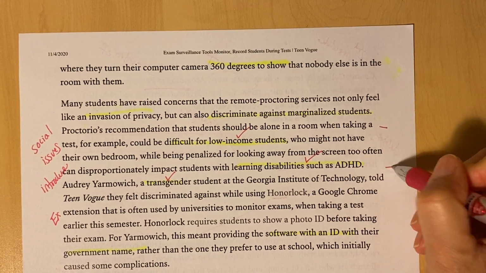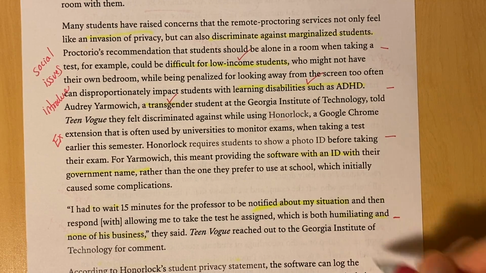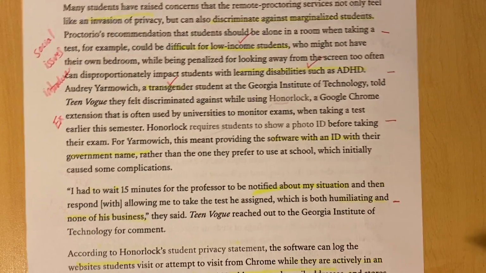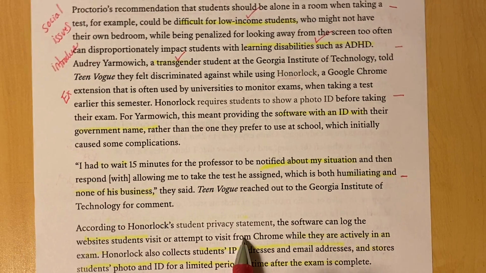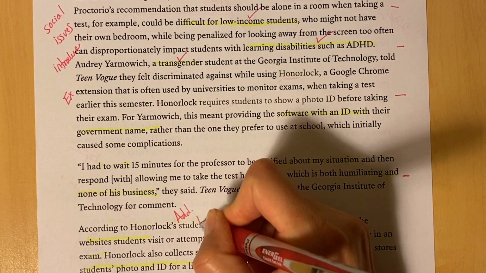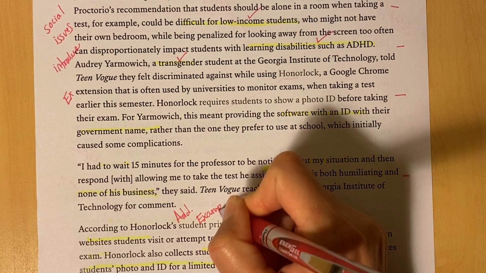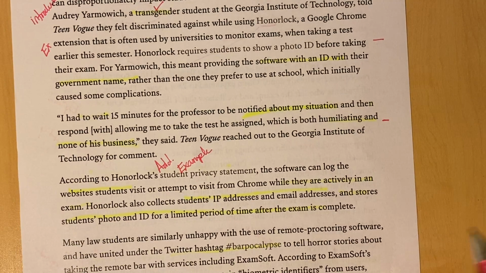So I would say all these things are kind of negative. This is still like I had to wait for the professor. Right? It's none of his business. According to HonorLock, so this is another company. So I'm going to say additional example. So notice how they're not just using one person and they're not just using one company. They're building a case on both sides using several different pieces of evidence.